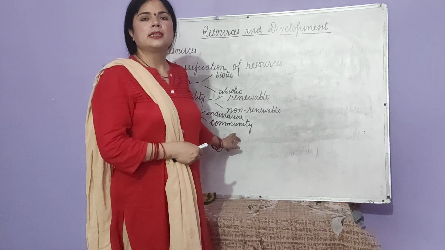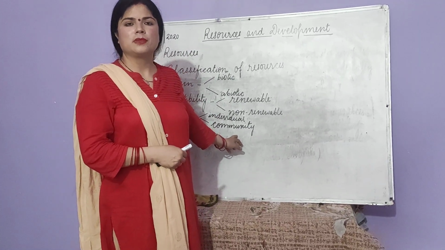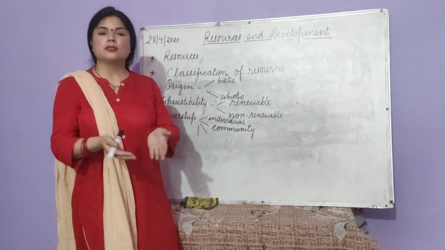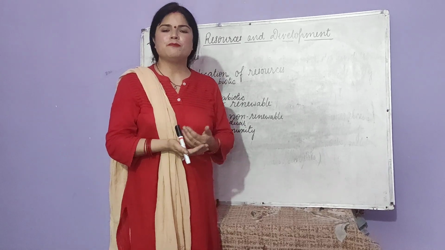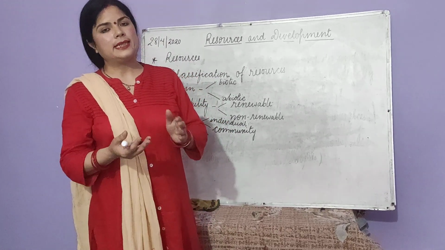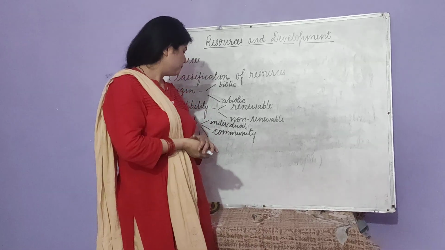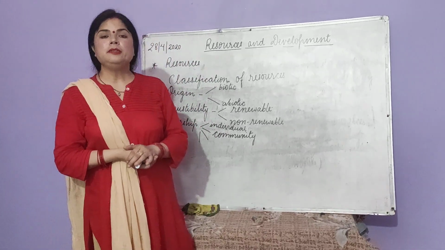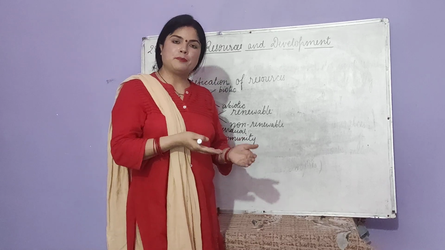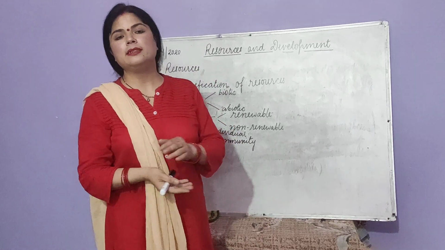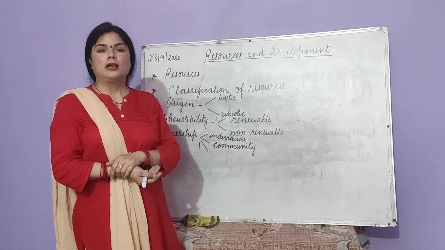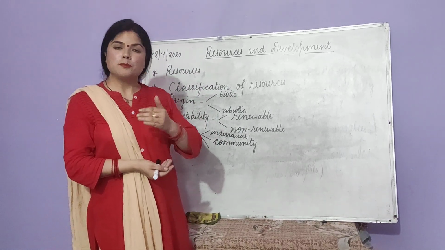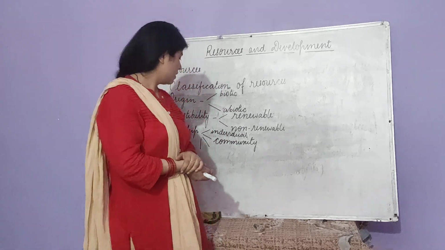Second is community resources. Community resources are those resources which can be used by plenty of people or groups of people at a time equally. For example, public parks, public gardens, cinema halls, public wells or ponds in the villages.